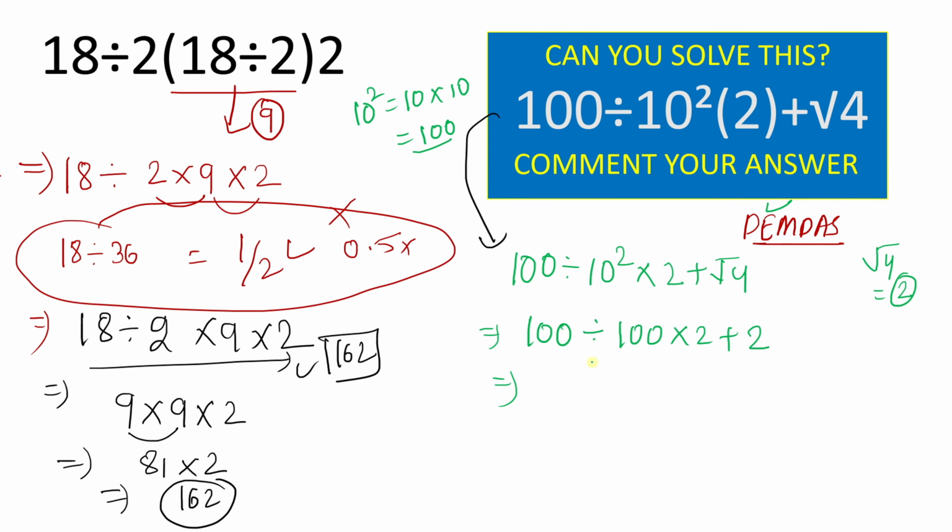Okay. Now we will do left to right here. 100 divided by 100 will give result 1 here, times 2 plus 2, and 1 times 2 will give result 2 here, and 2 plus 2 will give finally answer 4. So 4 is the right answer.